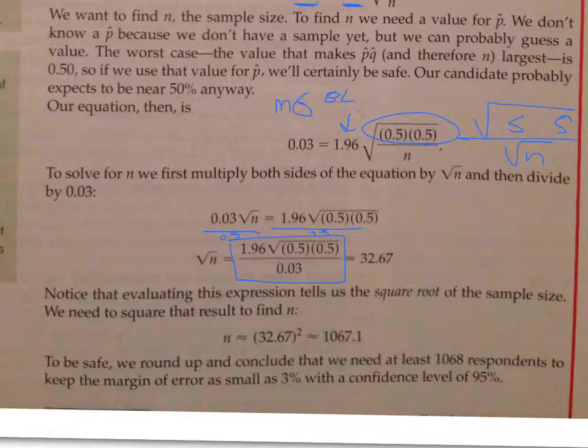1.96 times the square root of PQ. Well, I don't know P and Q, so I just used 1/2 and 1/2 over the margin of error, and that gets me 32.67. But remember, that's the square root, so I have to square both sides, and that gives me 1067.1. So in the very worst case scenario, if you need to be 95% confident with a 3% margin of error, you're going to have to sample 1,068 respondents.